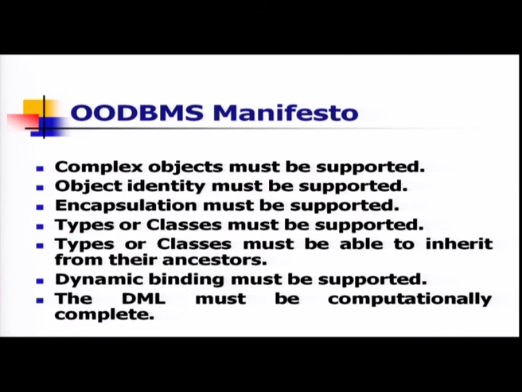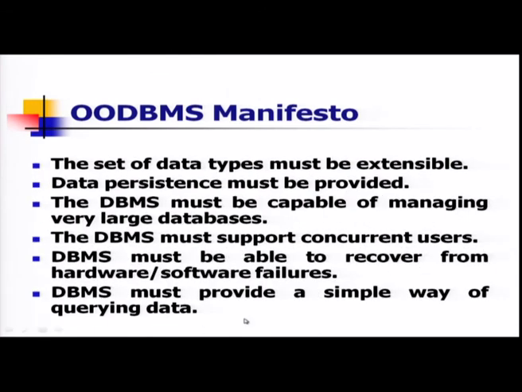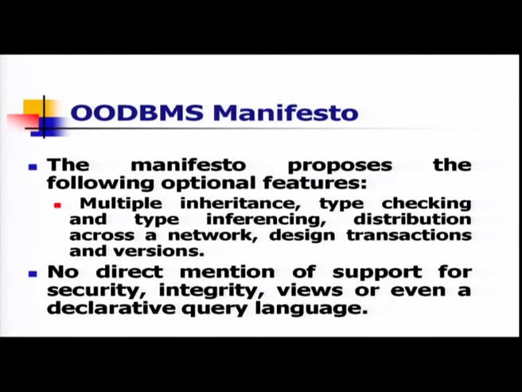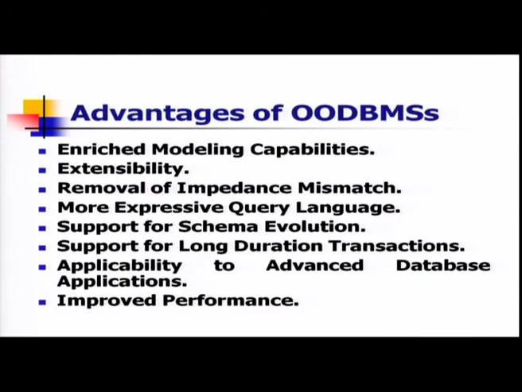Eventually, we said we will have a manifesto. Complex objects must be supported. We all agree. We need videos, we need data, we need audio everywhere. The more we have, the better it is. Biometrics we need, encapsulation must be supported, types of classes, DML must be computationally complete. The manifesto goes on, proposes the following optional features: multiple inheritance, type checking, no direct mention of support for security, integrity, so many advantages including improved performance.